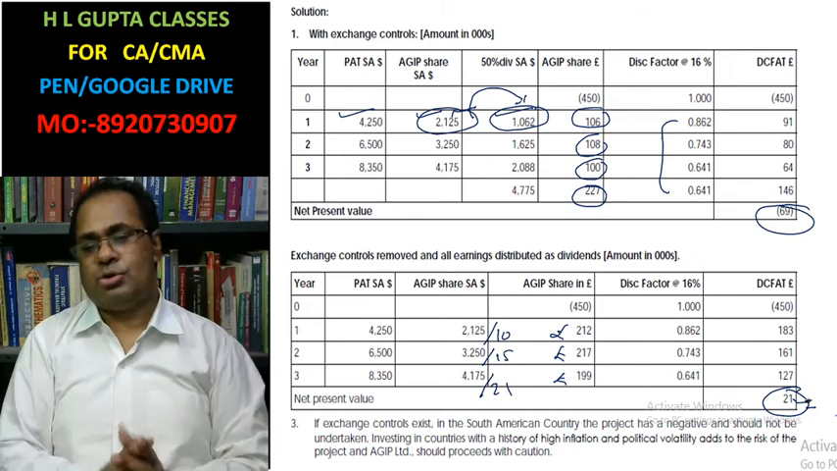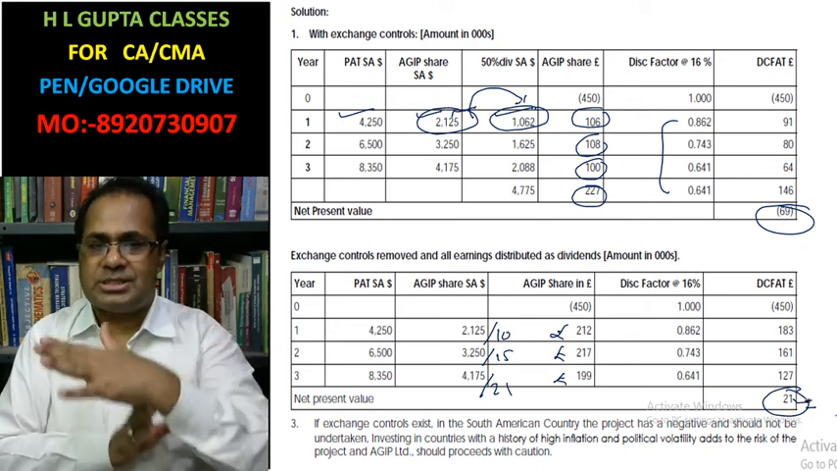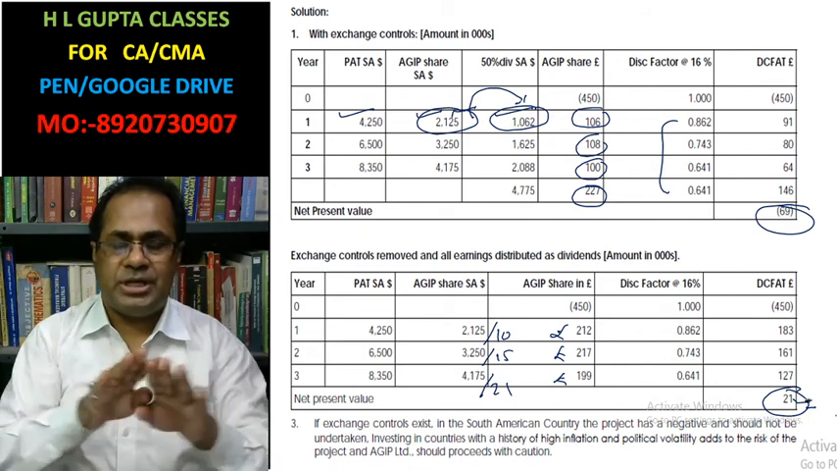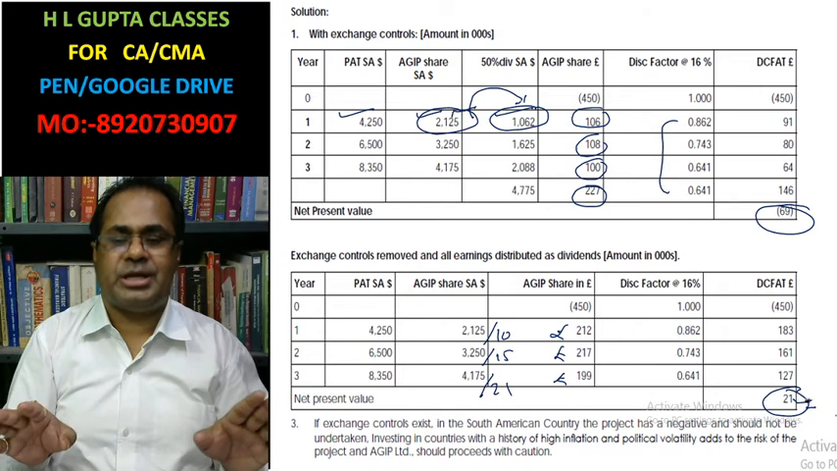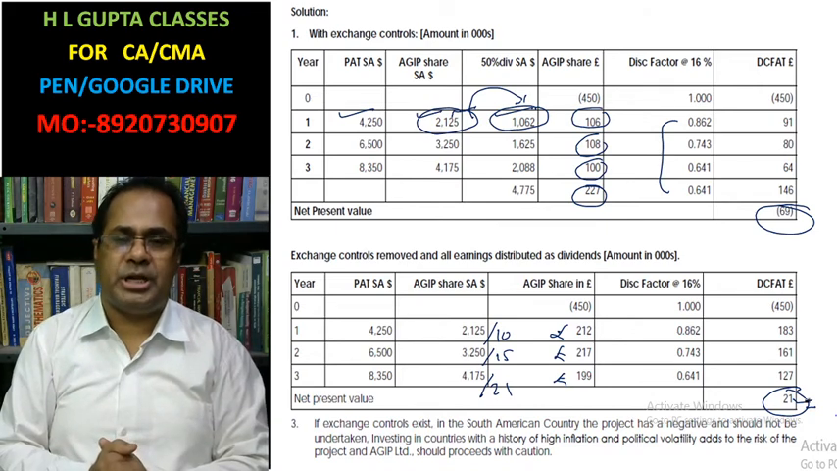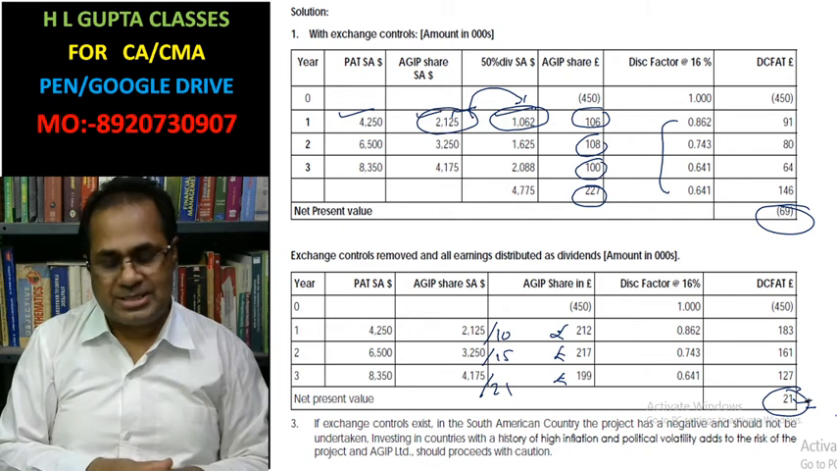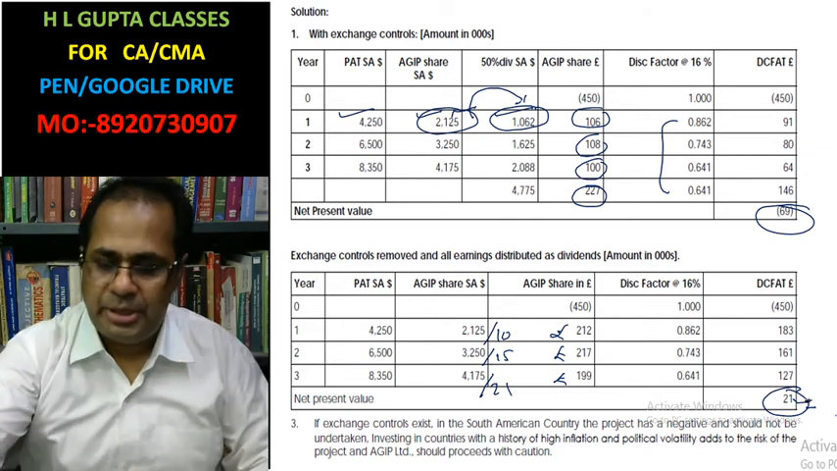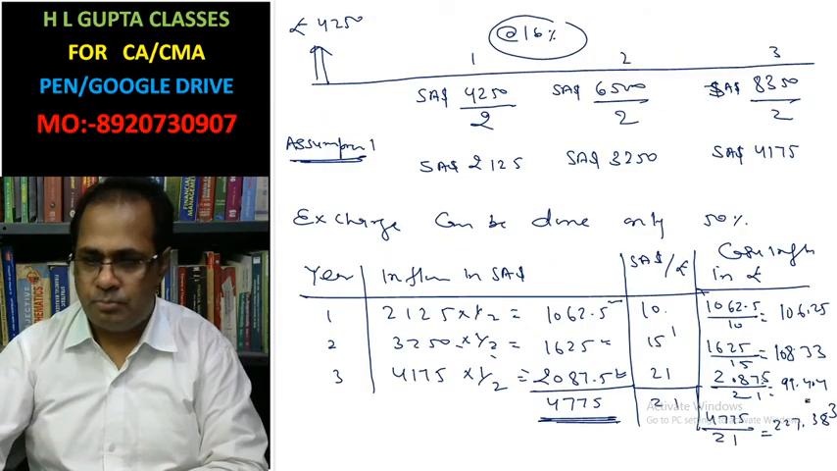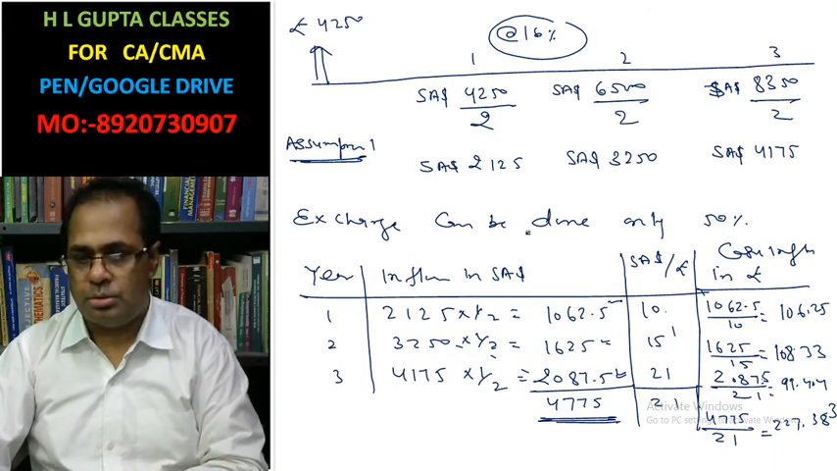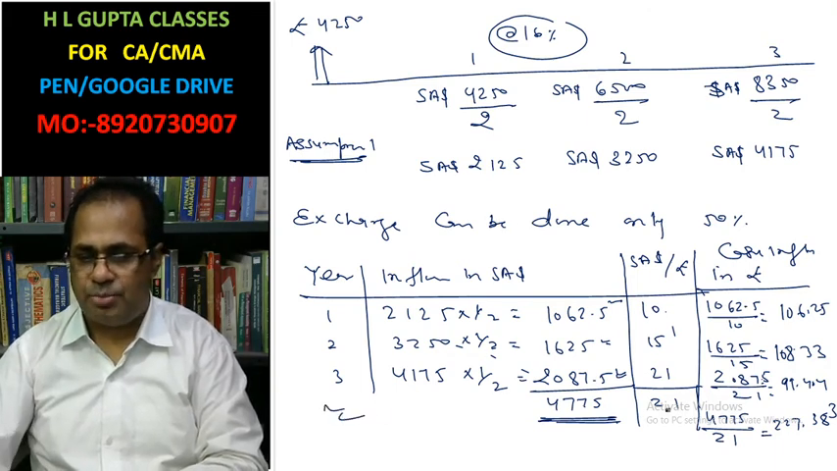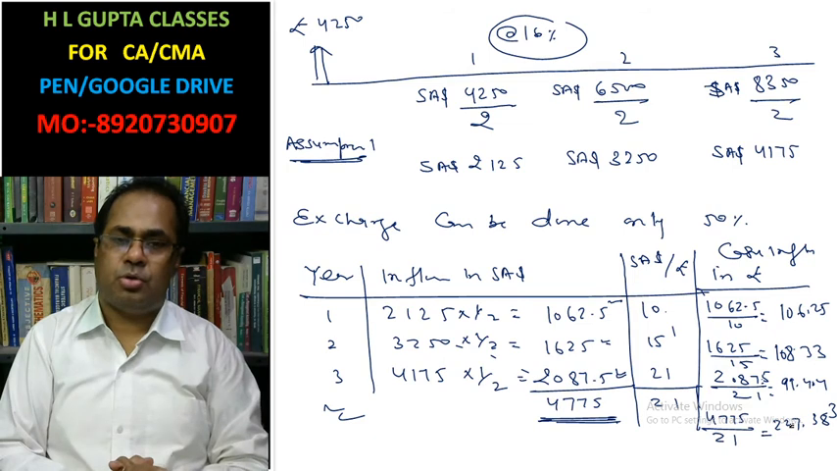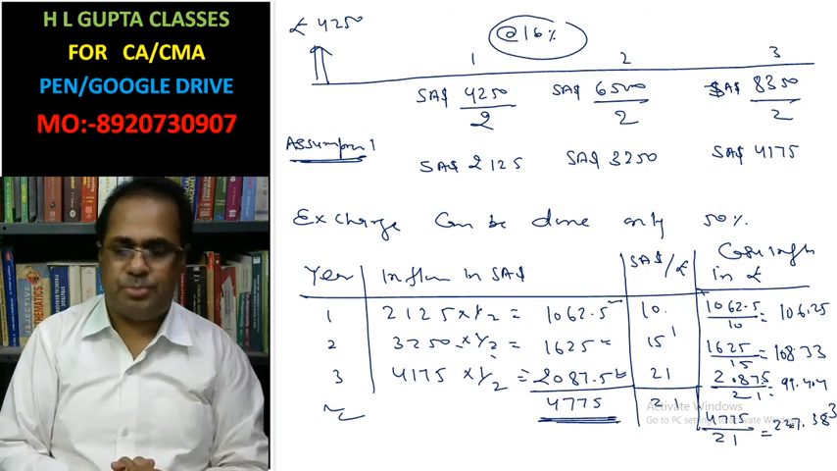So this was a very easy question. With exchange control, net present value is negative and the project is rejected. When there is no restriction on exchange control, net present value is positive, so accept the project. First case reject, second case accept. The main target of the question is this. This is the cash inflow I have calculated here.